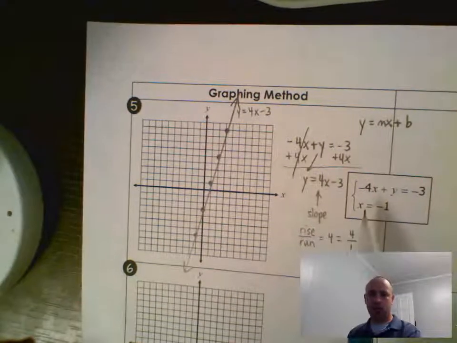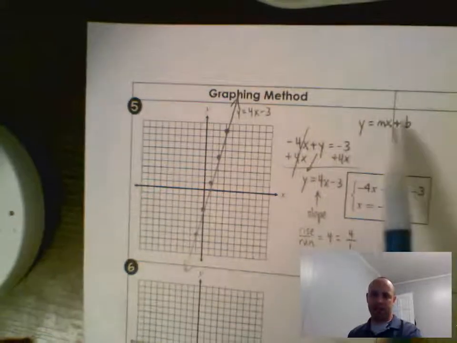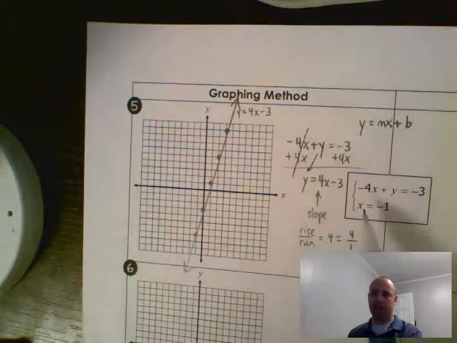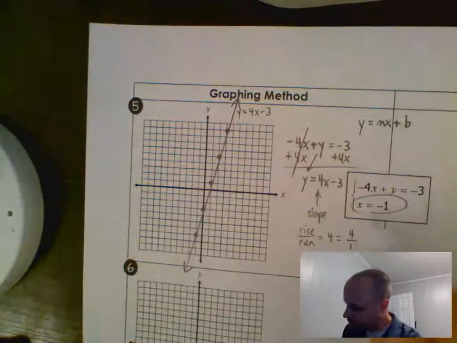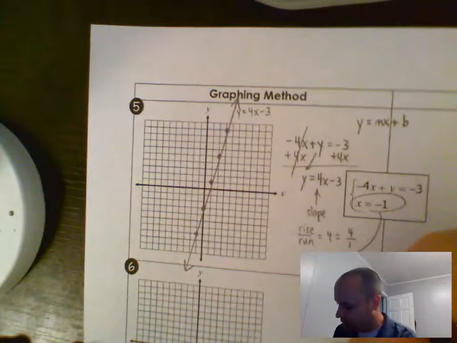Now, what happens when we have a line that says x equals 1? Do we need to shift it into this equation? Well, we can't really, but what you need to think of when x equals 1 is x is always 1.